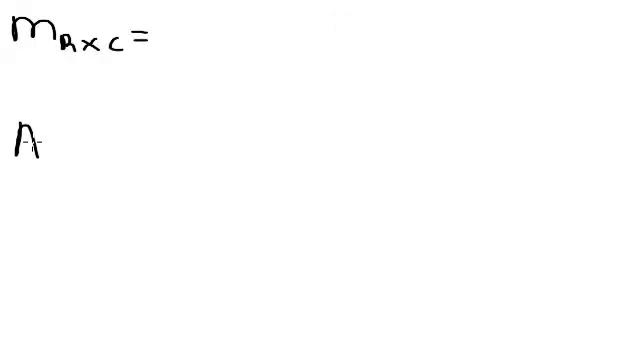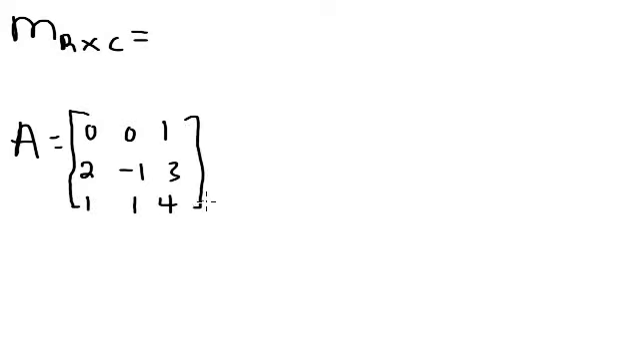Consider a matrix A to be a 3 by 3 matrix with the following elements: 0, 0, 1, 2, minus 1, 3, 1, 1, 4. How can we find m sub 1 by 1? That means we should find the minor matrix of the element in the first row, first column. So how can we find that? Keep in mind, it's going to be a 2 by 2 matrix.